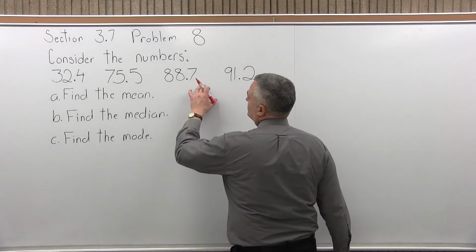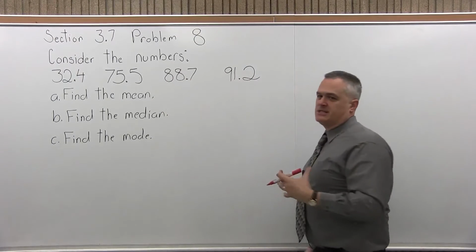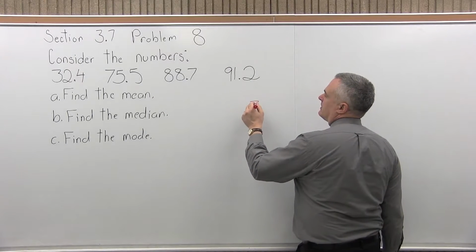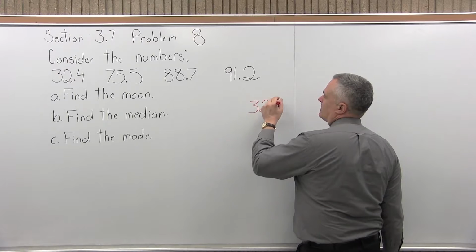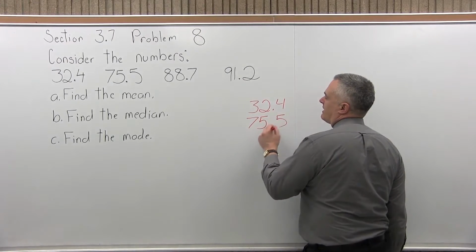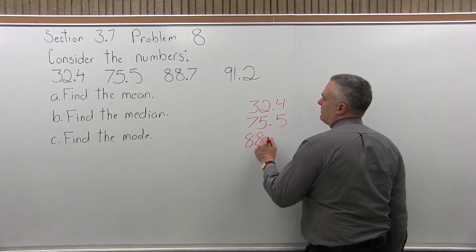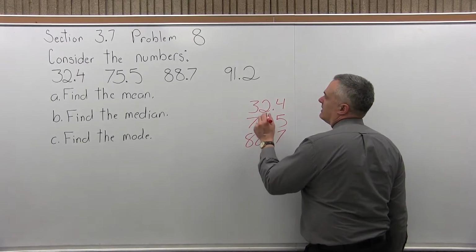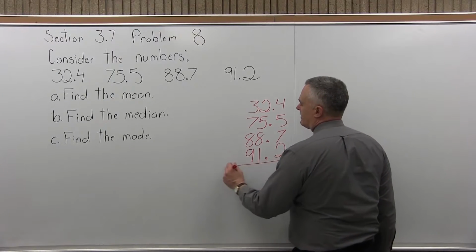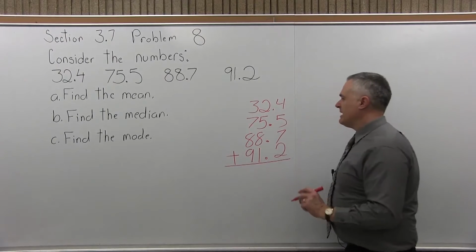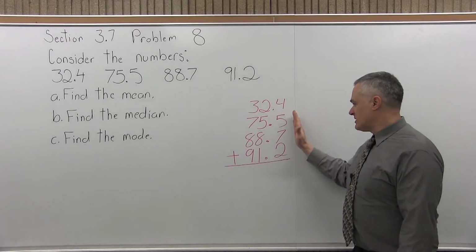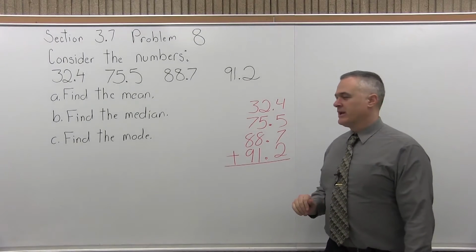So if you can use a calculator, especially when you have decimals, it's easiest to use a calculator. But if your teacher won't let you use your calculator, add them up. 32.4 plus 75.5 plus 88.7 plus 91.2. Now, when you add numbers with decimals by hand, you want to make sure that your decimals line up vertically, and these do. They all have one spot to the right of the decimal point.